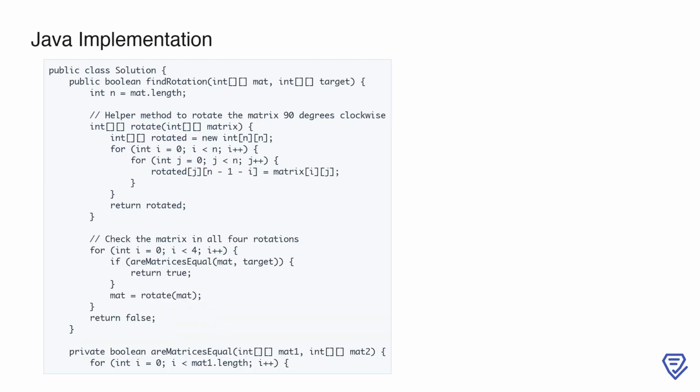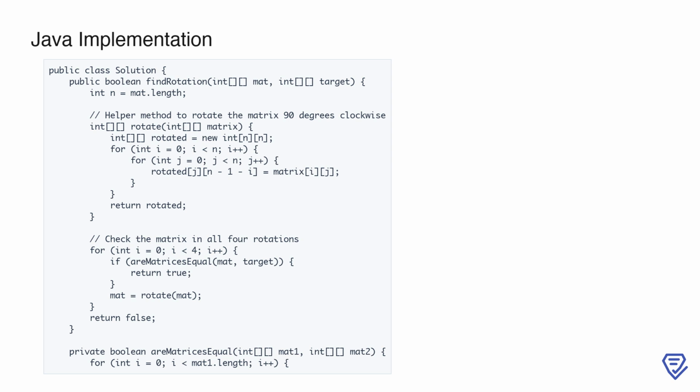Here, we begin by defining a Java class called Solution and the main method findRotation, which takes 2 integer matrices, mat and target, as input. The goal is to determine if the matrix mat can be transformed into the target matrix by rotating it in 90-degree increments. First, we calculate the size of the matrix n, since the matrices are square.